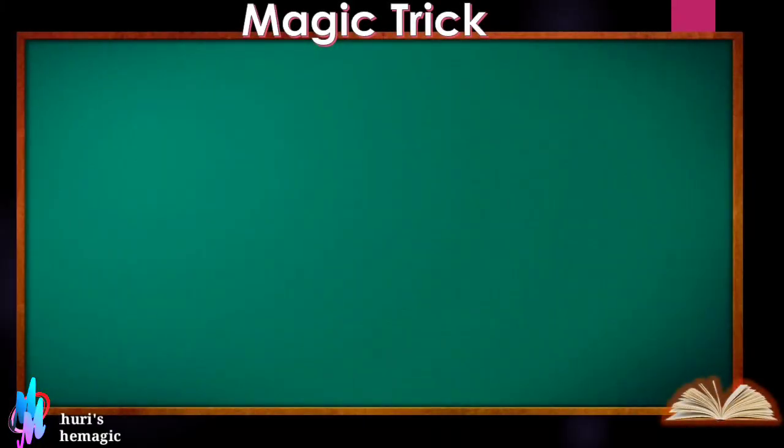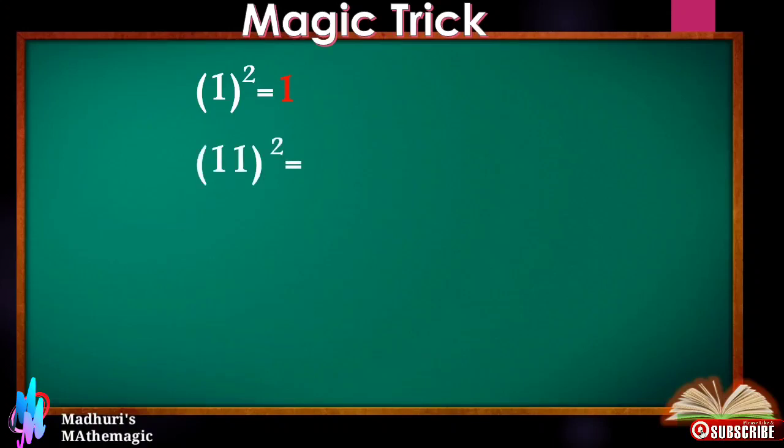Okay, now today's magic trick. Okay, what is the square of 1? It is 1 only. Yeah. Okay, you have to count this 1 here. Okay. What is the square of 11? How many ones are there? 2. First of all, you have to go in ascending till 2 and then in descending. Okay, so it is 1, 2 and then 1.